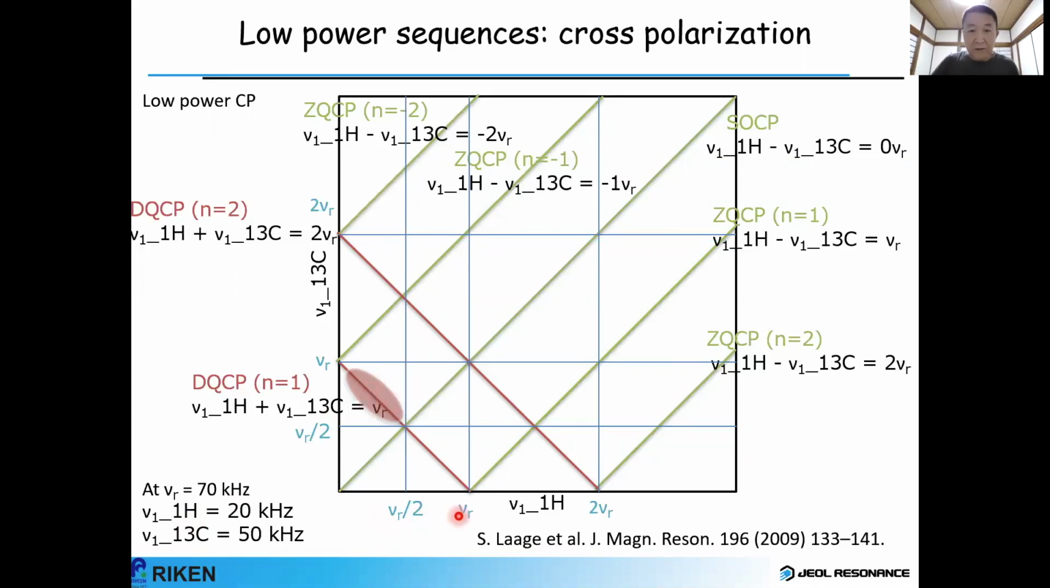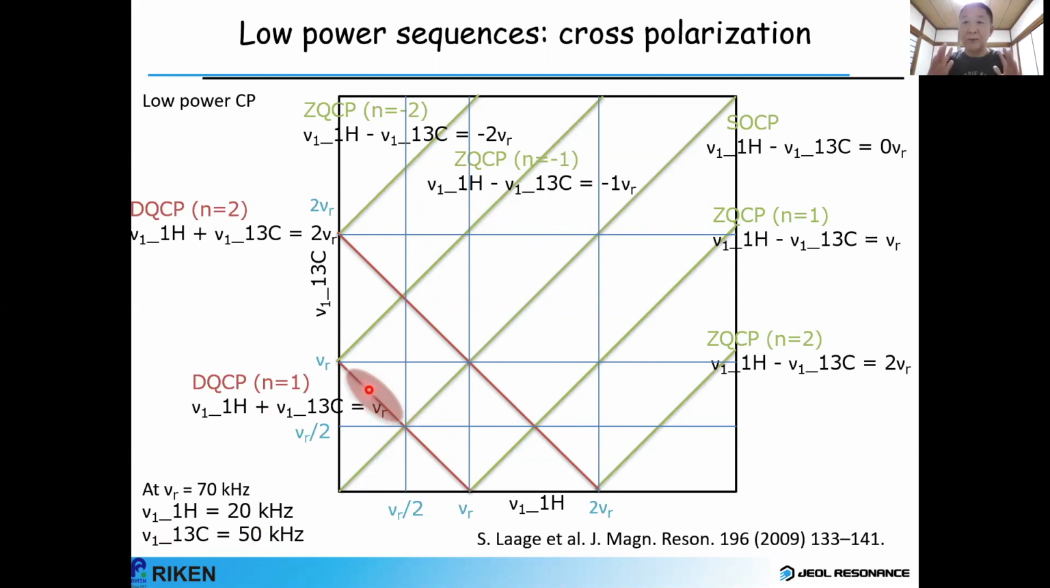Here, for example, if you spin the sample at 70 kHz, this is 70 kHz, this is 35 kHz. In order to cover the carbon-13 chemical shift range, we prefer to apply a stronger RF field to carbon-13. Then we can reduce the RF field strength on proton. We typically use 15 to 20 kHz for proton irradiation and 50 kHz to 55 kHz for carbon-13. Then we can choose this condition.